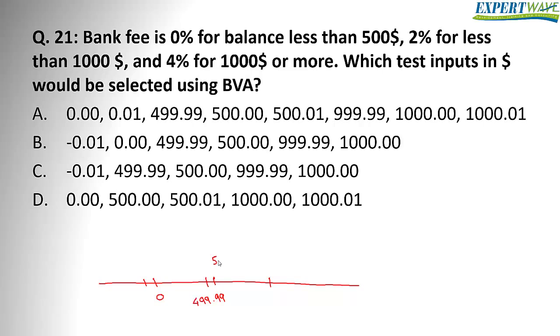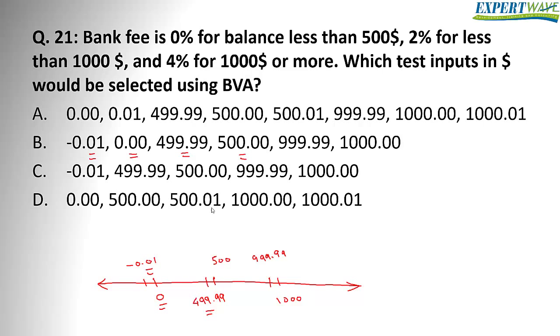Second partition from 500 to 999.99. Third partition from 1000 to plus infinity. As we should consider invalid partitions as well, then we have one invalid partition, which is the negative numbers, starting from -0.01 to negative infinity. Now we have defined the partitions and their boundaries. Then if you simply read the boundaries that you have just predicted yourself, then you got the correct answer.